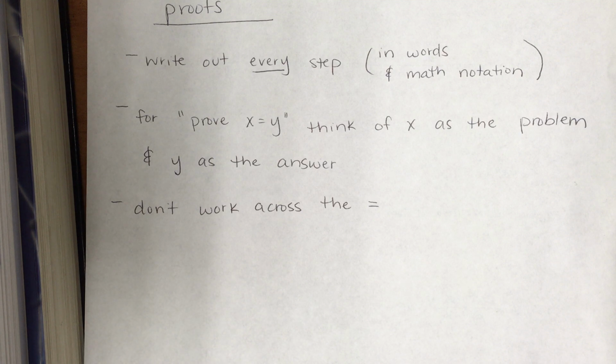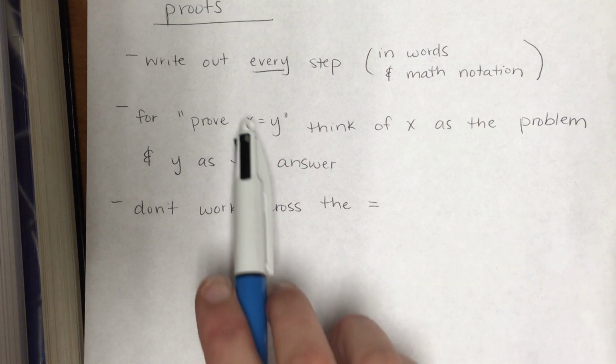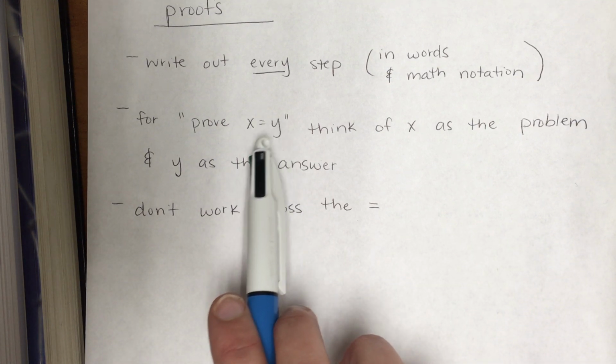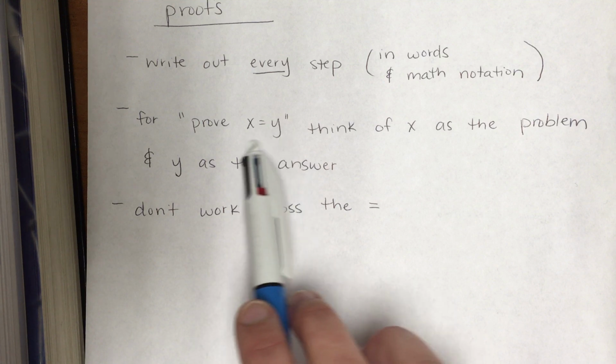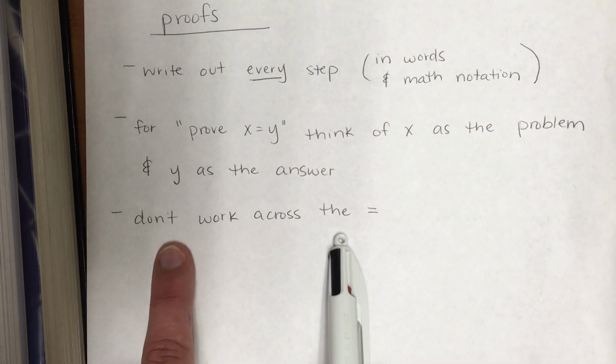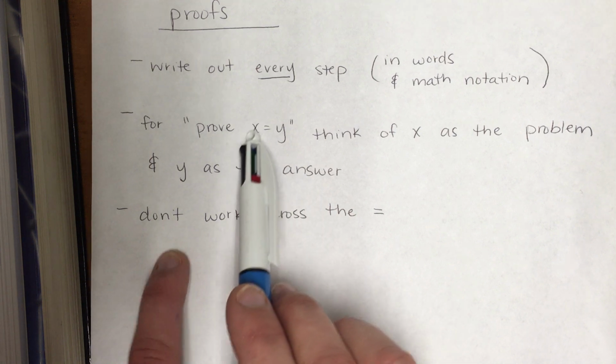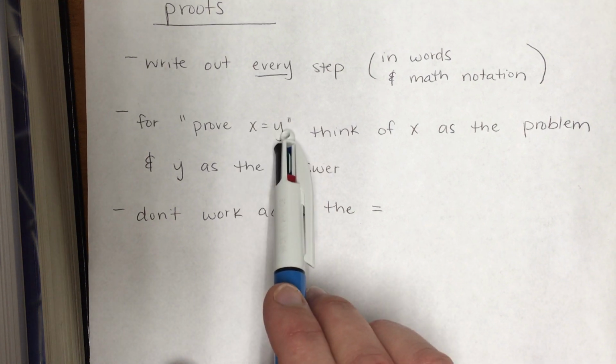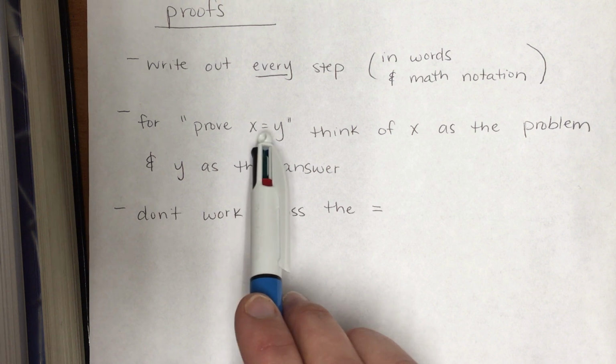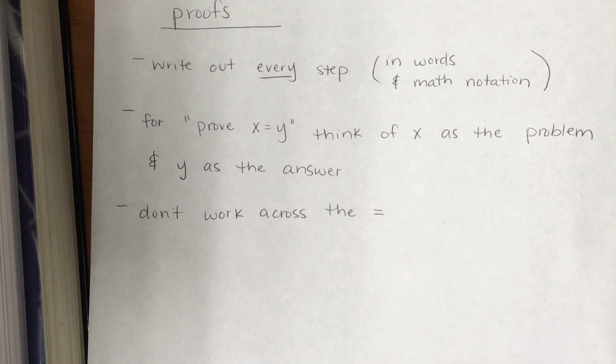A lot of times problems will be prove that something equals something else, and so don't ever add or subtract across this equal sign. You're not dividing, it's not an equation. Think of it as this is my problem and this is my answer. So prove that X simplifies to Y. Maybe that's a better way to rephrase the problem in your head.